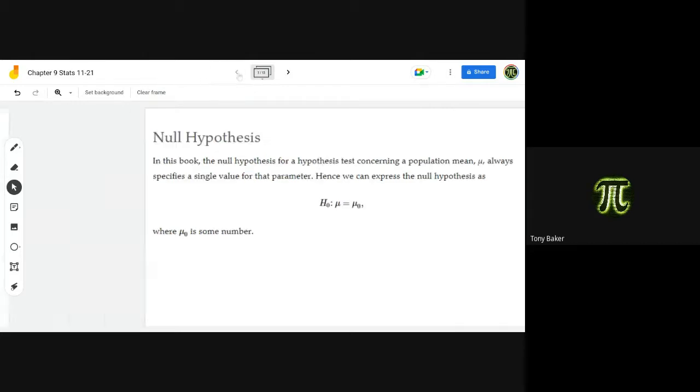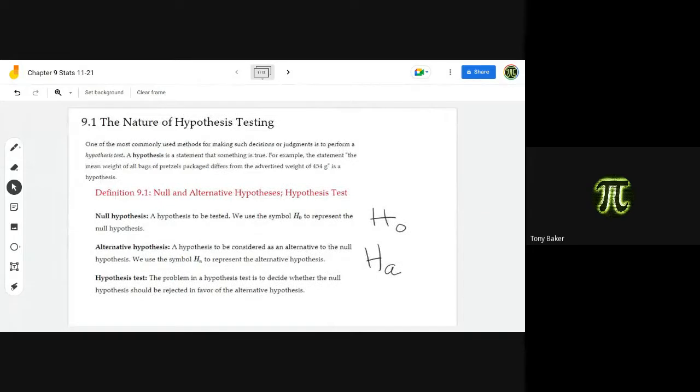So for example, in the one that they gave you here, it says the mean weight of all bags of pretzels differs from the advertised weight of 454 grams. So my null hypothesis would be the mean is 454 grams. Or does not equal 454 grams because it differs from that.